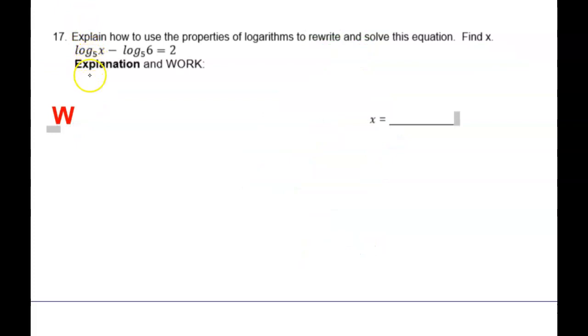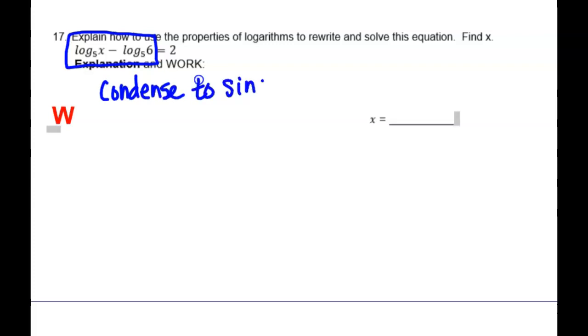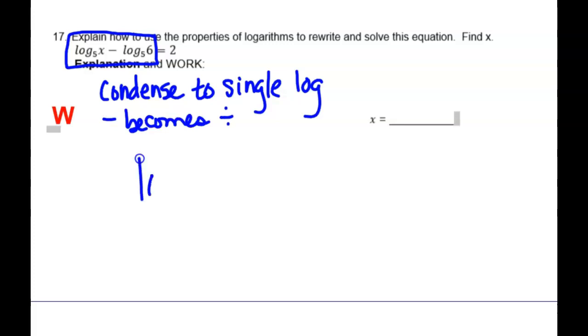All right. Oh, this is basically the same idea, except what do you have to do first over here? Okay. So it says, explain how you use the properties of logs. Condense to a single log, and minus becomes division. So you'd have log base 5 of x over 6 equals 2. Is everybody okay?